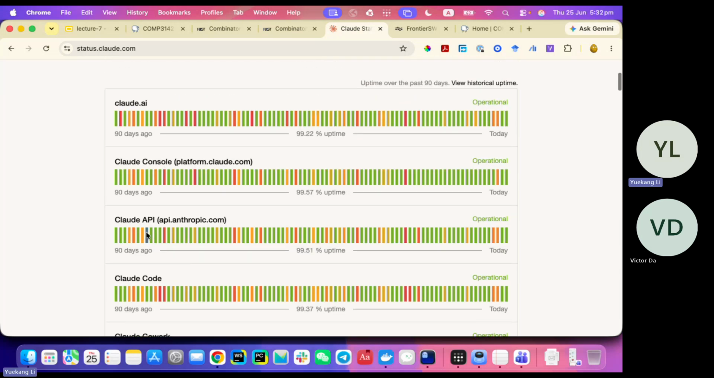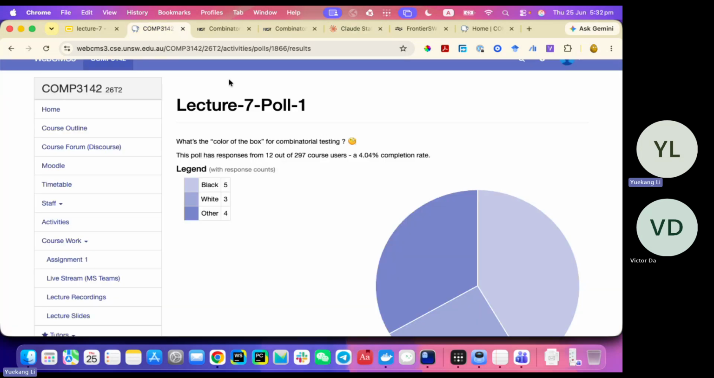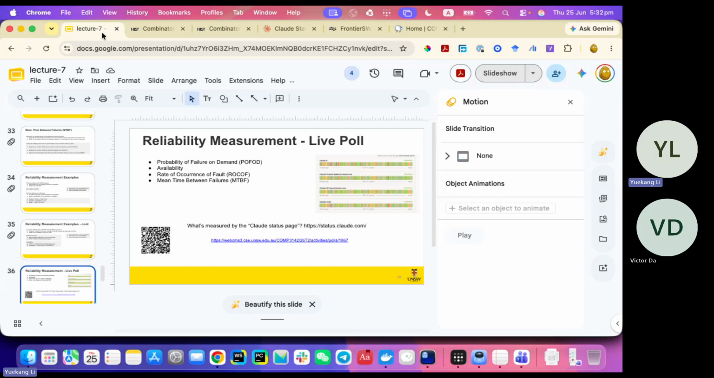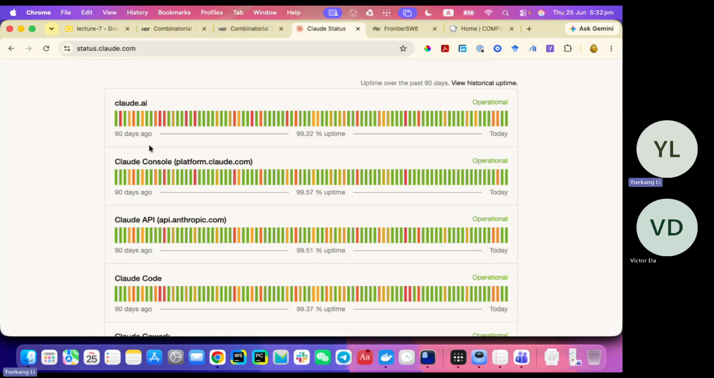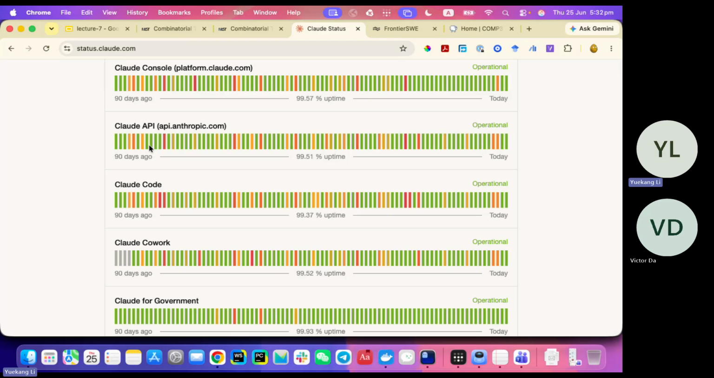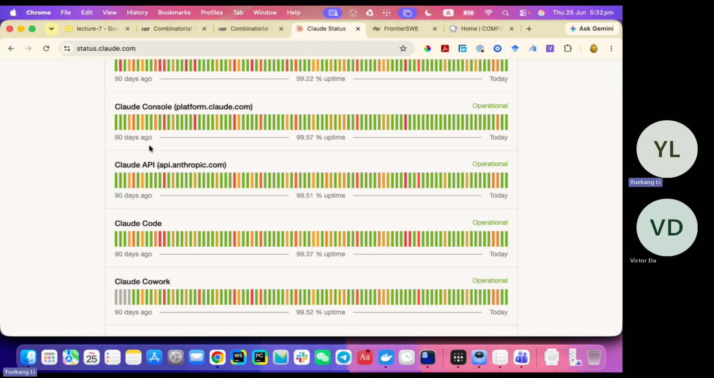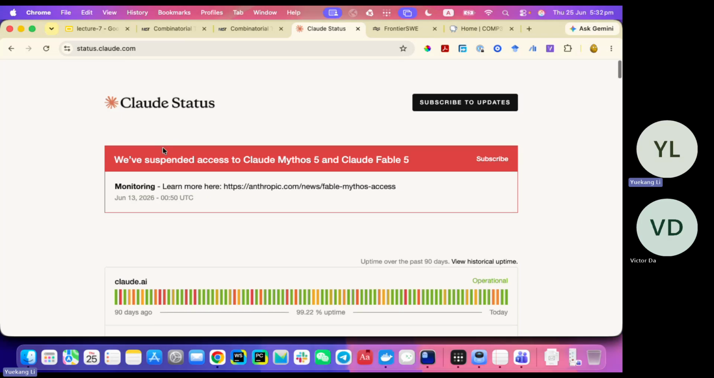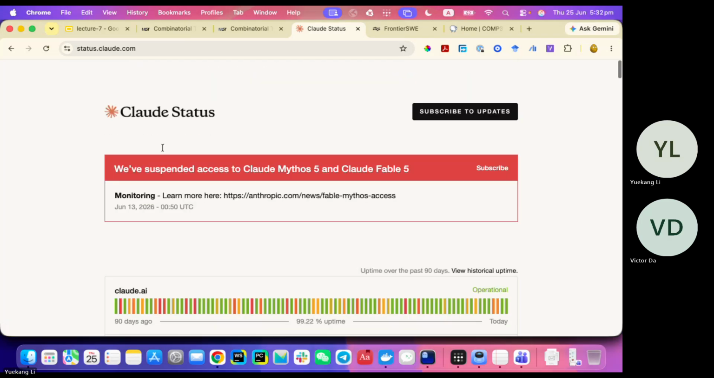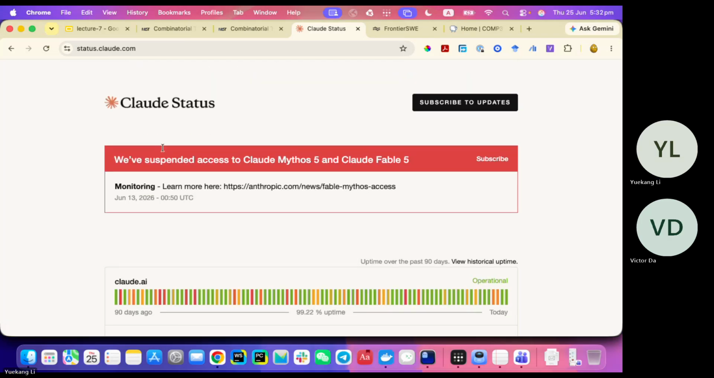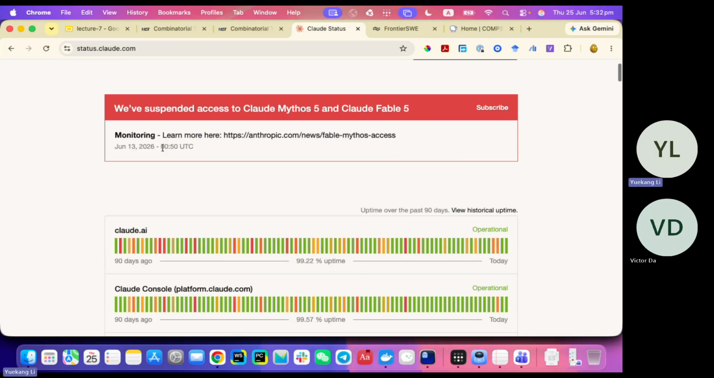And so in this page, the question is, what is being measured here on this page? We have learned 4 different measurements, right? What is measured by this page of Claude? It's actually, the keyword is inside this web page. You can see the keyword, right?